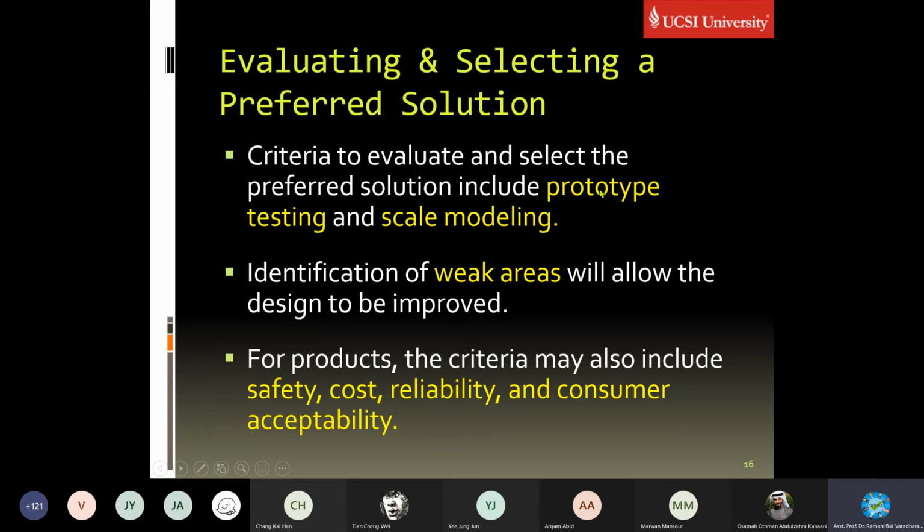So use either the real structure or a mimic, or what do you call the duplicate miniature version, the model, the replica of the prototype, to evaluate your solutions obtained through your design and testing. And then identifying weak areas.